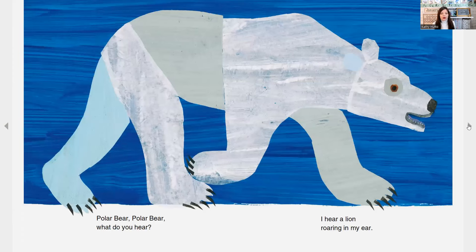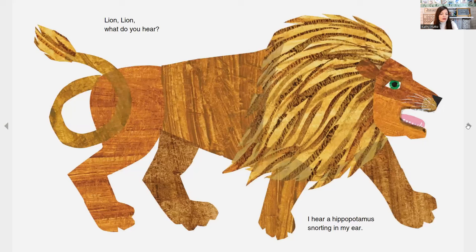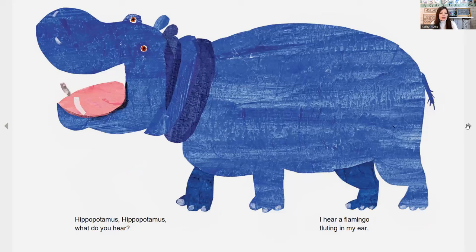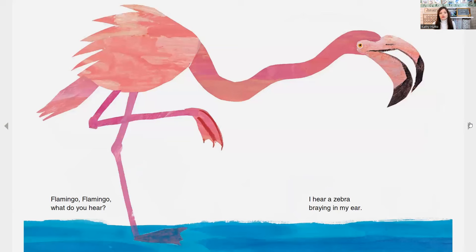Polar bear, polar bear, what do you hear? I hear a lion roaring in my ear. Lion, lion, what do you hear? I hear a hippopotamus snorting in my ear. Hippopotamus, hippopotamus, what do you hear? I hear a flamingo fluting in my ear. Flamingo, flamingo, what do you hear? I hear a zebra braying in my ear.